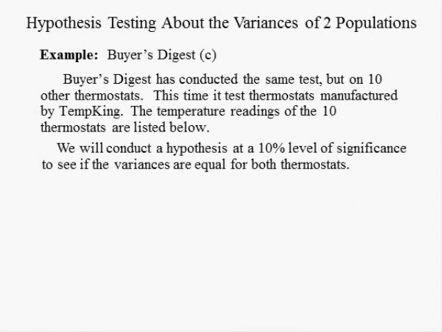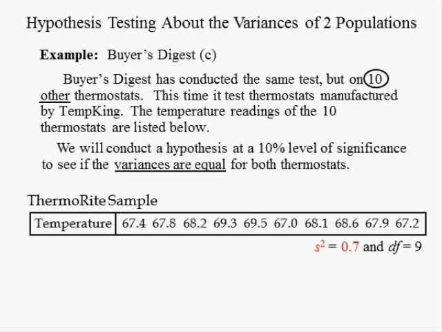Continuing our numerical example, Buyer's Digest has conducted the same test but on 10 other thermostats. This time it tests thermostats manufactured by Temp King. The temperature readings of the 10 thermostats are listed below. We will conduct a hypothesis test at the 10% level of significance to see if the variances are equal for both thermostats. We already know the 10 values, variance, and degrees of freedom for Thermalright thermostats.